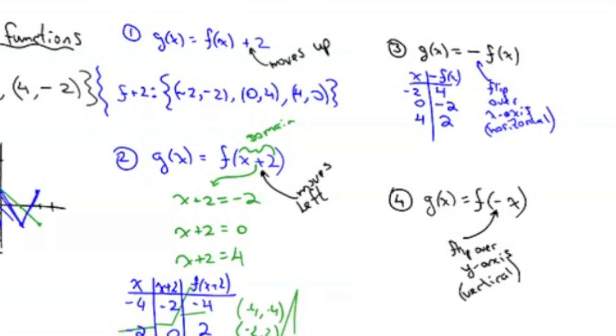Alright, so that's 4 of the motions. There's more. There's only one more that I'm going to show you. Well, two more. There's 6 motions. Up, down, left, right, flip over the x, flip over the y, make it taller or shorter, thinner or fatter. That's the 6 motions you can do. 6 things you can do to a function.